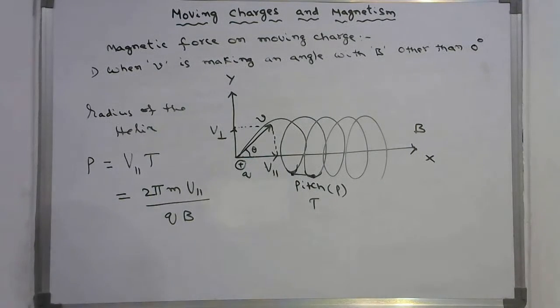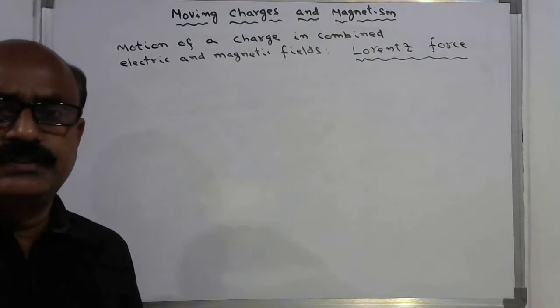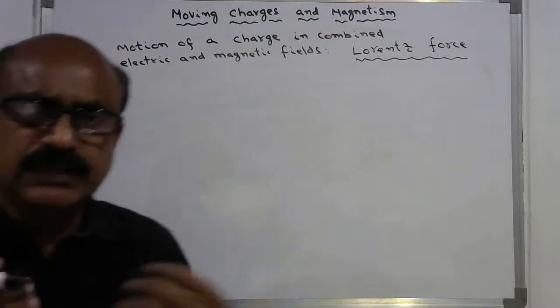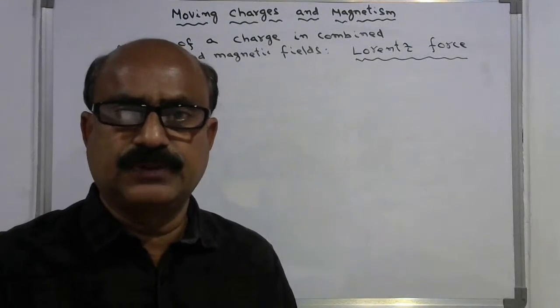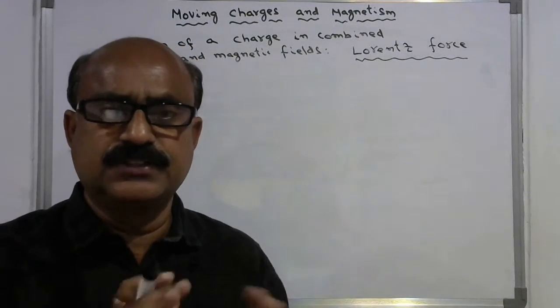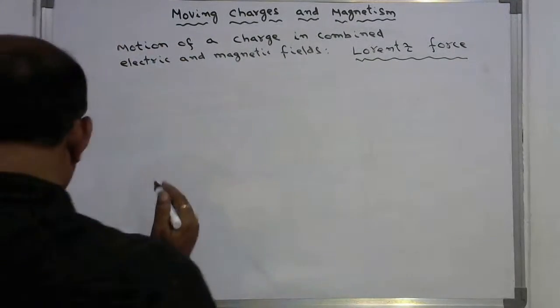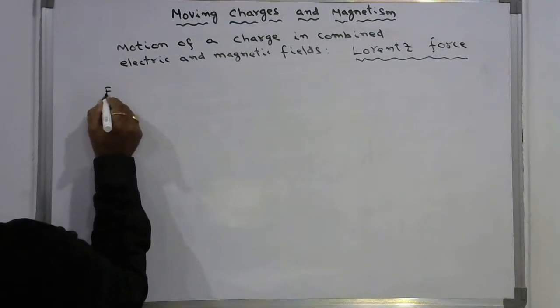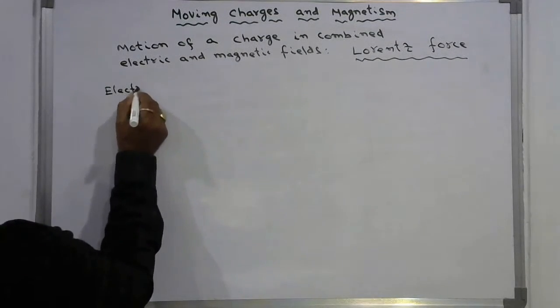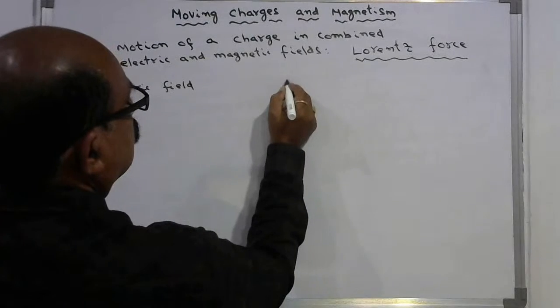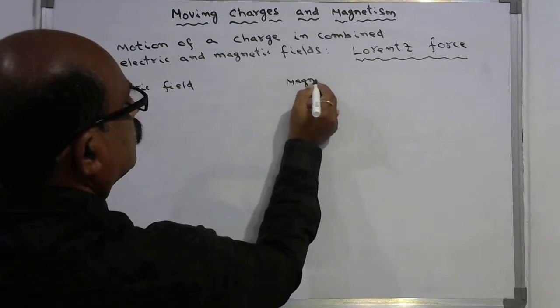Now let us see another important concept. Let us see what happens if a charge is moving in both electric and magnetic fields, the combined fields. Now let us see the difference between magnetic field and electric field. Say for example, as far as the electric field is concerned, this is the electric field, and I will write here the magnetic field.